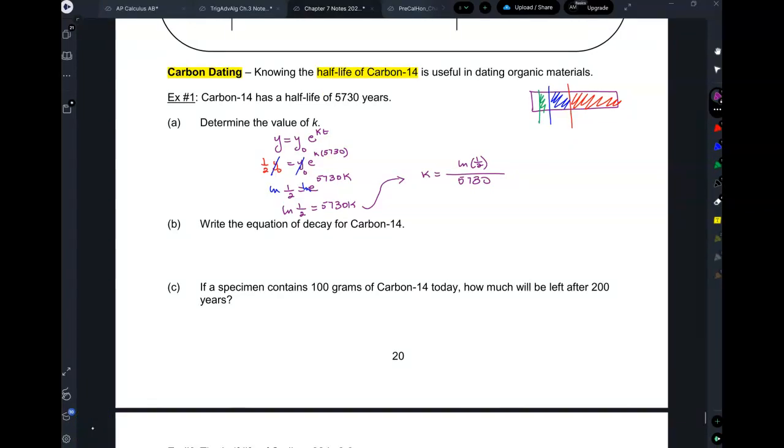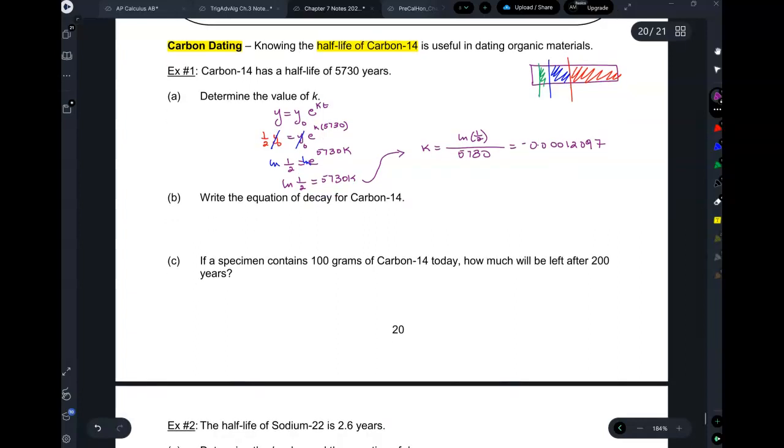Is it E? It's in scientific notation. So what it is, is negative 0.0001297. Okay, so that's k. All right, and do you see how k is negative? Because this is decaying. This is exponential decay.